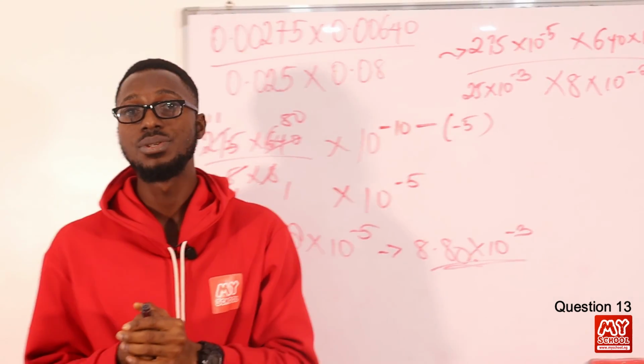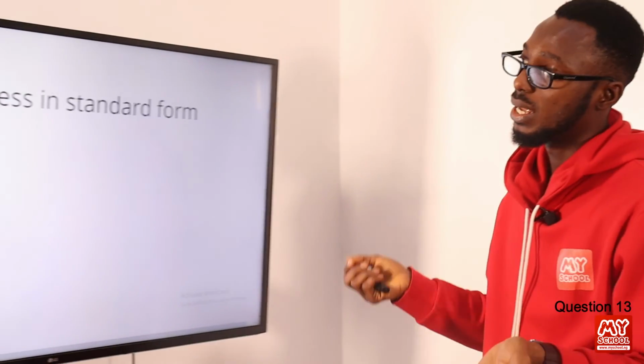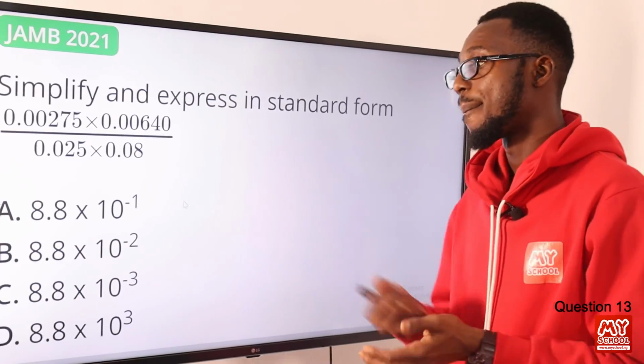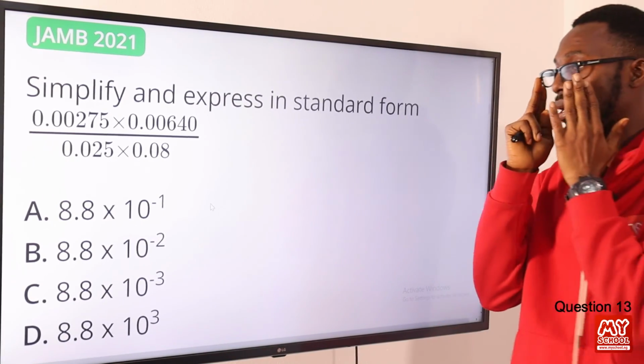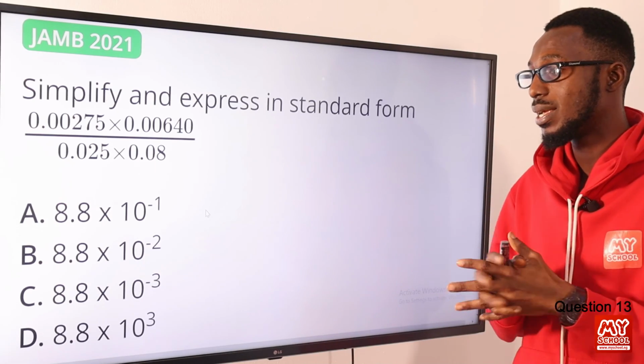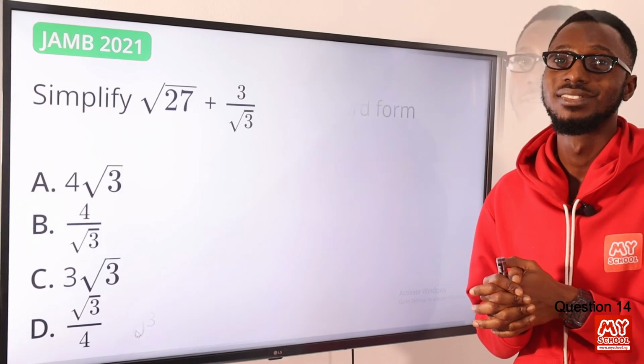So let's move back to the screen. So we have 8.8 times 10 raised to the power minus 3, same thing we're talking about. All right, so option C is the right option. 14.